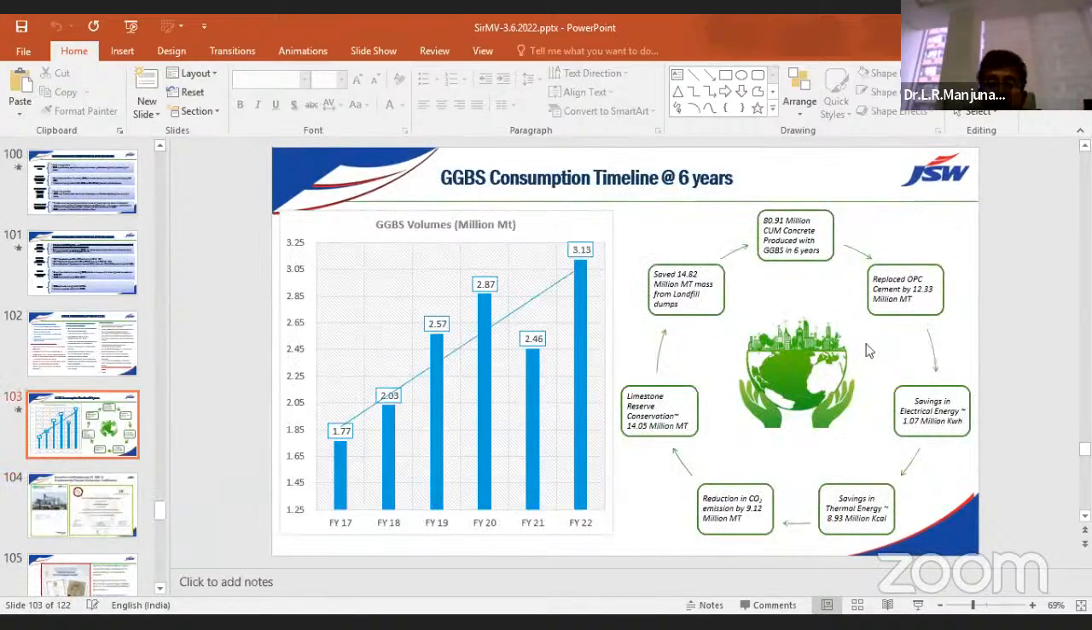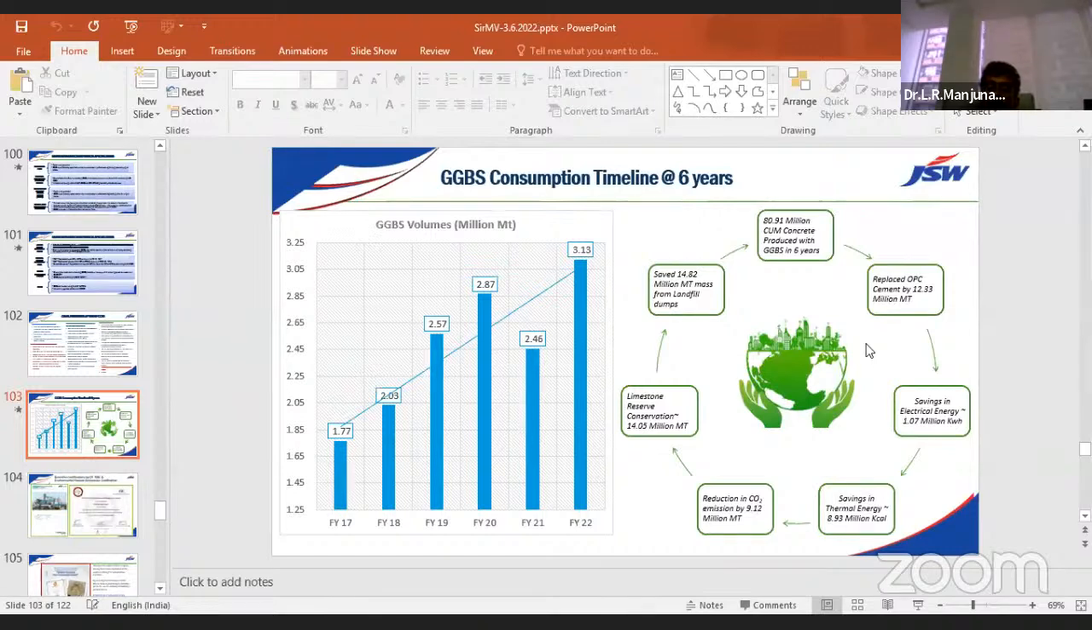So my dear friends, for the last 6 years, we have sold various quantities of GGBS to the construction industry. So with that, what have we done? We have compiled. In 6 years, we have produced 80.91 million cubic meters of concrete using GGBS. It has replaced 12.33 million tons of cement by virtue of replacement of 40%. Saved electric energy at 1.07 million kilowatt. Saving in thermal energy is 8.91 million kilojoule.